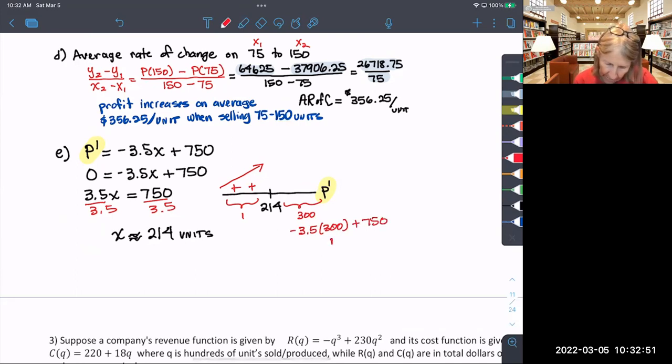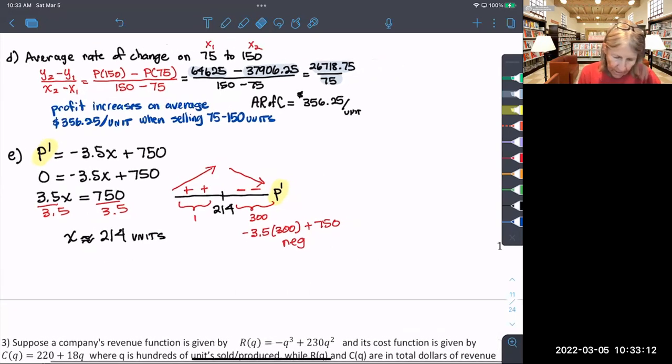That comes out negative, which tells me that on the other side of 214, our profit begins to decrease. Okay, 214 is the number they're asking for because they said find the number of units where the profit stops increasing, starts to decrease. Here it is. So this is our answer.